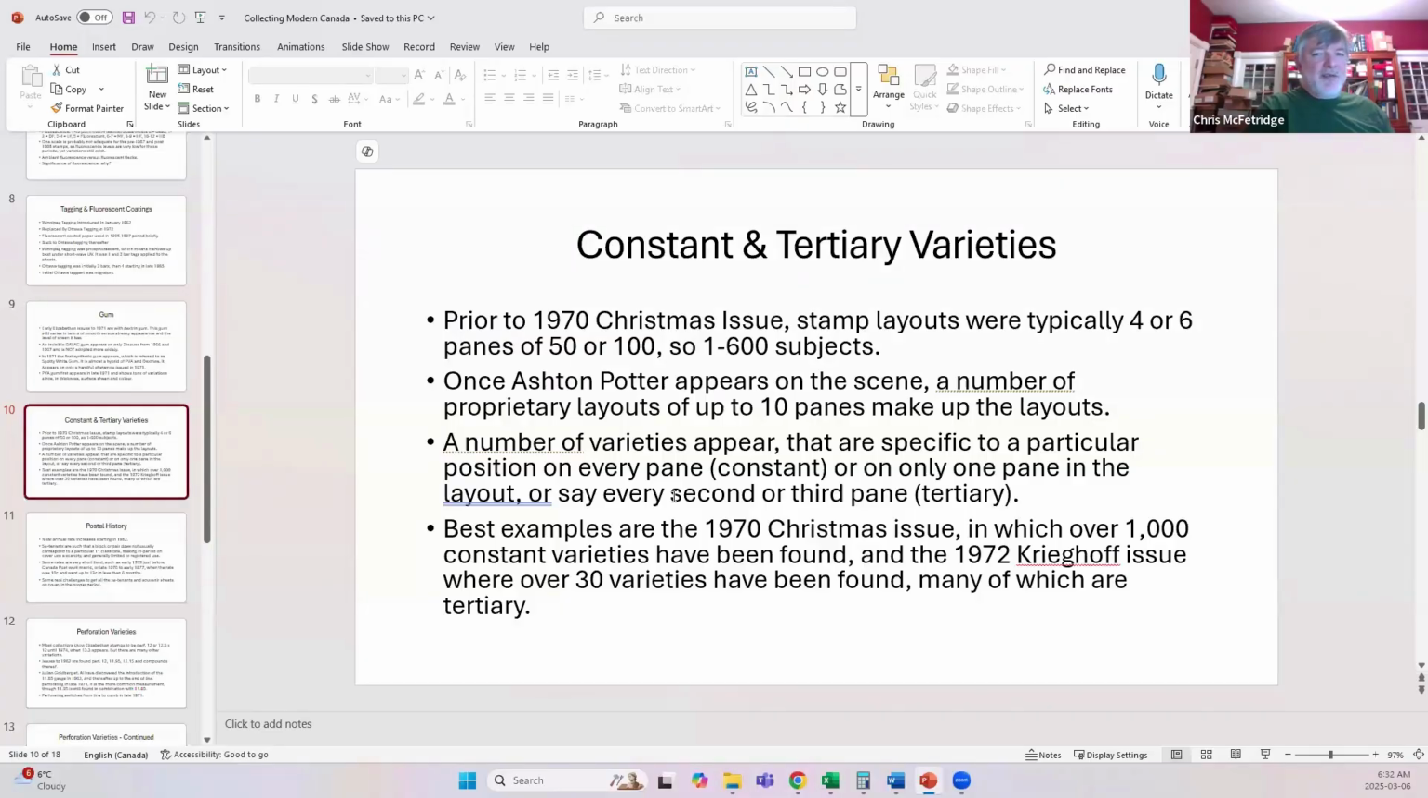But there are some that are quite significant and very popular with collectors. And then in 1972, we had an issue with Cornelius Krieghoff, with his painting, and there are over 30 constant varieties on that issue spread out over 6 panes. And some of them are only found in one position out of the 6 panes, so one in every 300 stamps. And they're quite hard to find, especially for the tagged stamps.